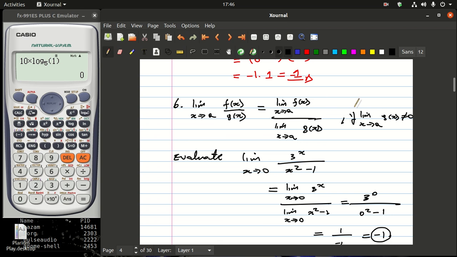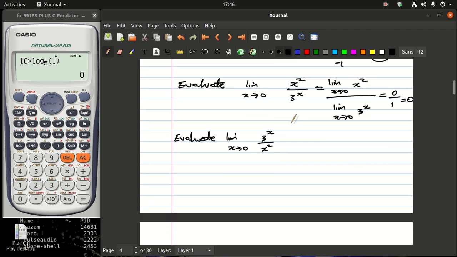But now, if you are having a 0 in the denominator, then we cannot apply rule number 6. So this rule can only be applied if the denominator is not equal to 0. Right. Now, what do we do in that case? Take note that every time you have this, you have two functions.